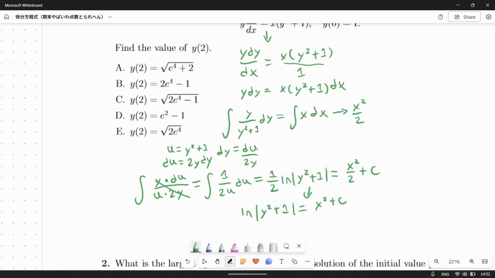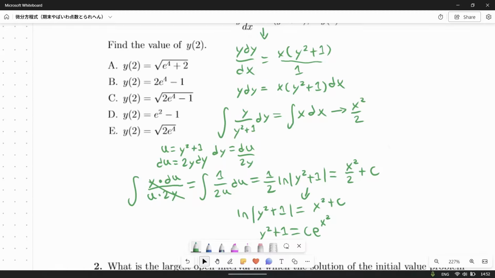And then the next step we have to do is I want to get rid of this natural log. So I'm going to attach an e term. So canceling out the natural log, you end up with y squared plus 1 is equal to e to the x squared plus some constant. And then this constant can be moved out of the exponent side, and you end up with just y squared plus 1 is equal to some constant times e to the x squared plus 1.